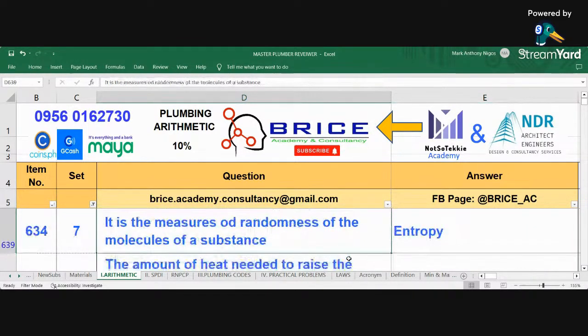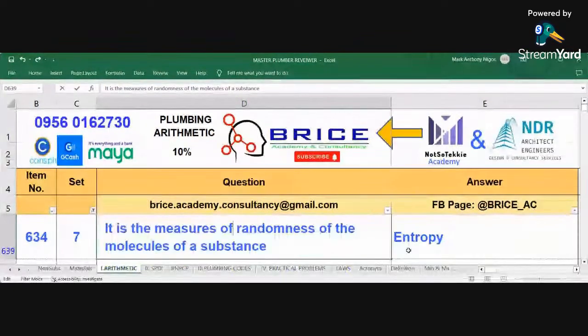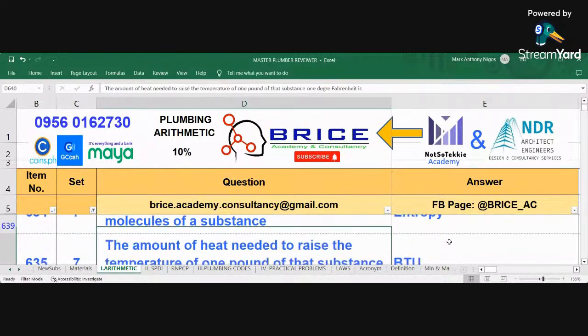634. Measure of randomness of the molecules of a substance. The answer is entropy.